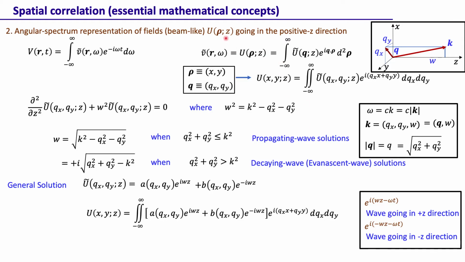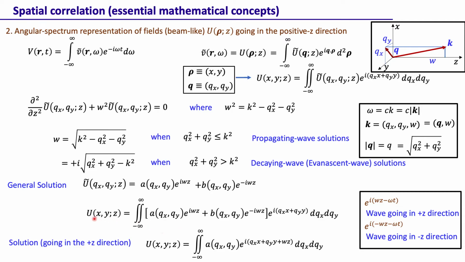Since we are interested in waves going in the positive z direction, we will only look at this type of term, which is e to the i (w z minus omega t). As a result, this term is real and physical, but it is going in the negative z direction, and we are not interested in that term. We are only interested in things that are going in the positive z direction. So we'll just keep this term, and if we do that, then u of x, y, z we can write like this: it's A of qx, qy, the spatial frequency component, and then this term integrated over dqx dqy.